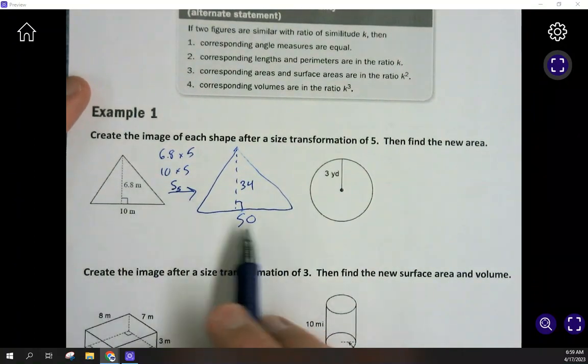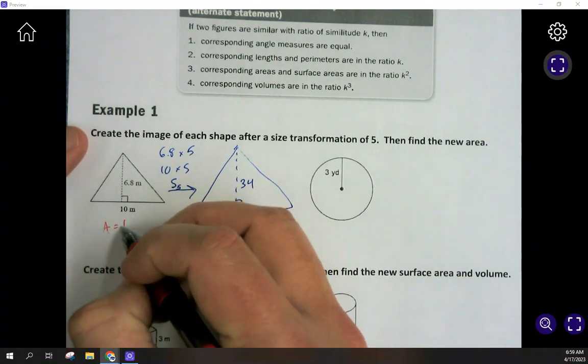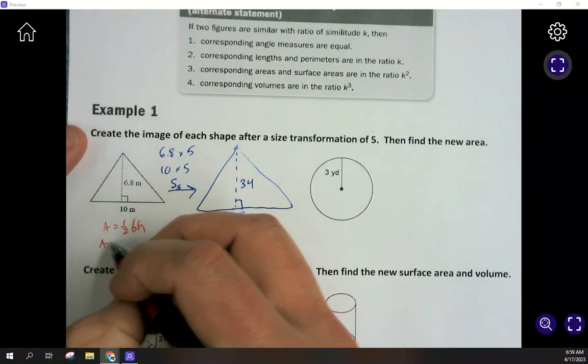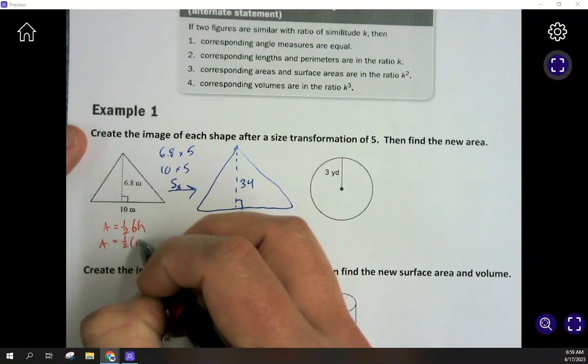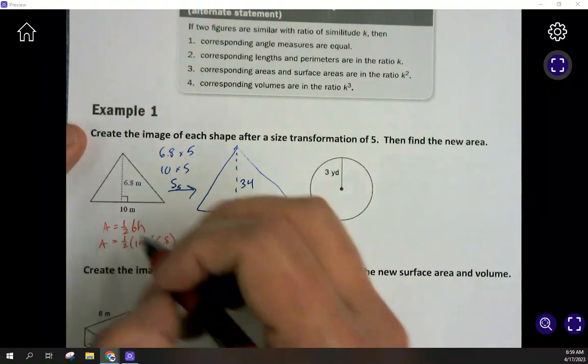And what we're going to do is we're going to examine the two areas. So the original area, remember a triangle is 1/2 base times height. If we run those numbers, the base is 10, the height is 6.8. You run those all the way through.